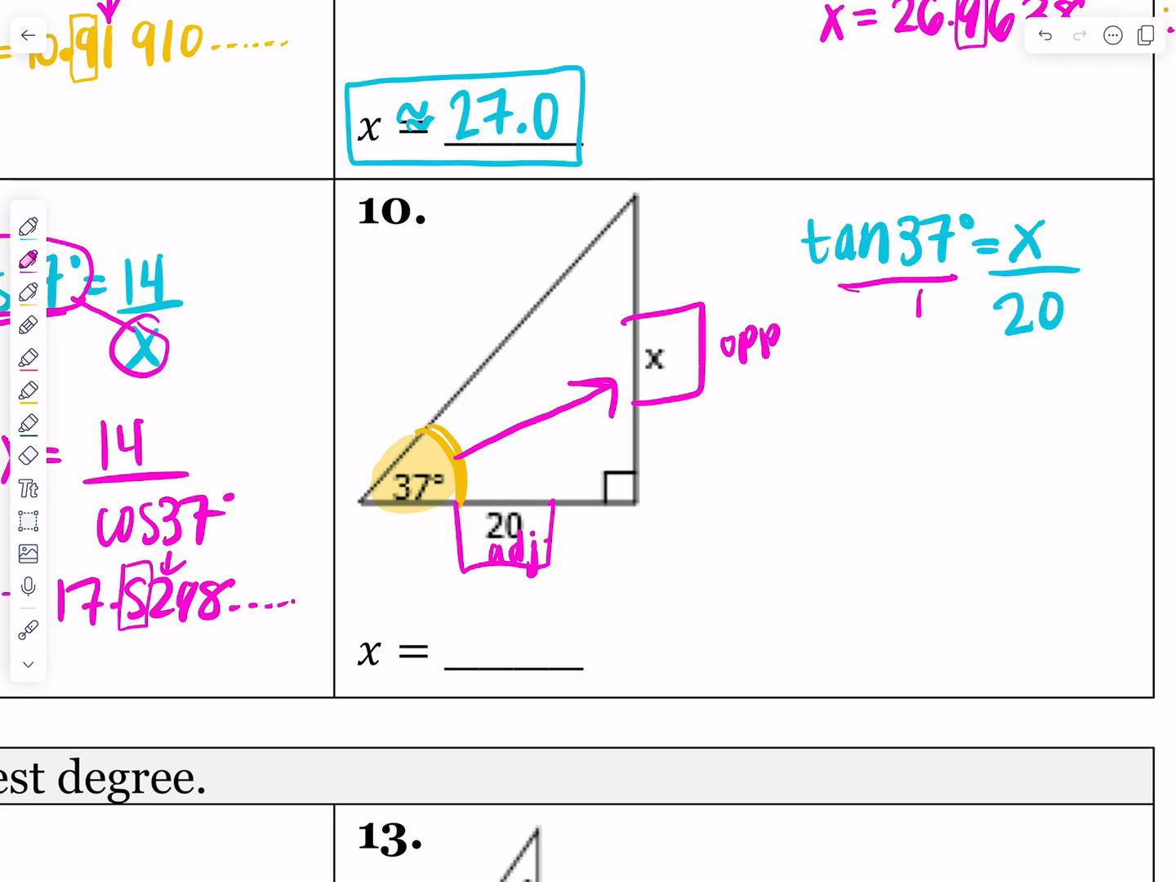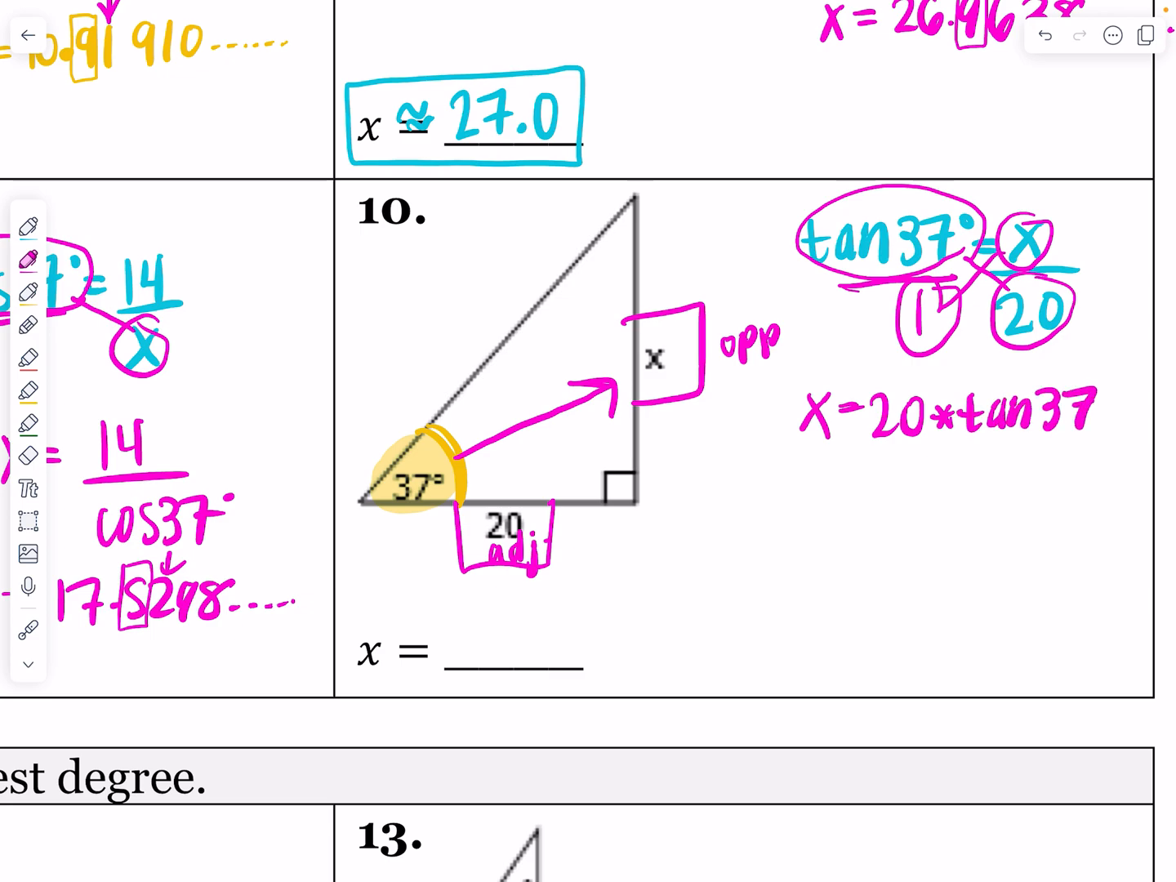So we put this over 1 so that we can cross multiply. X times 1 is just x, and that's going to be equal to 20 times the tangent of 37. 20 times the tangent of 37 degrees. That is going to be 15.071... So what's in the 10th spot? The 0. But this 7 tells me that I need to round it up to 15.1.